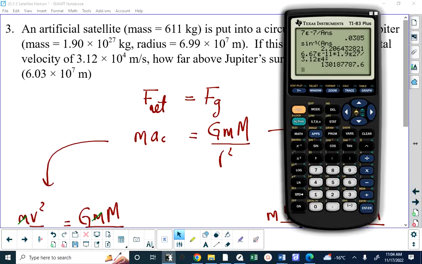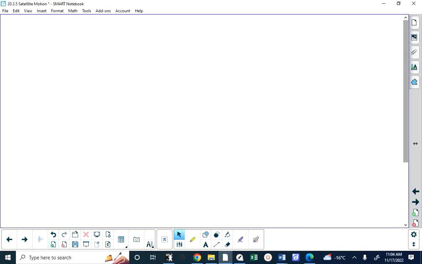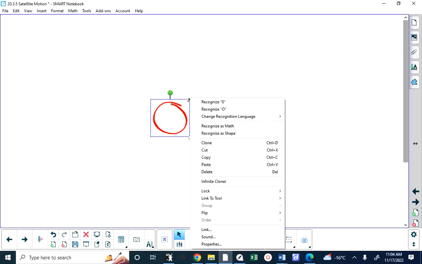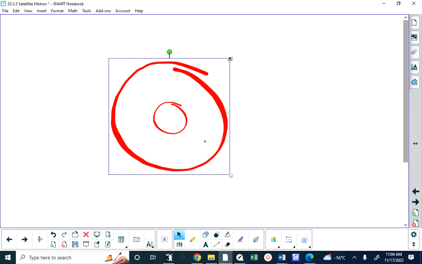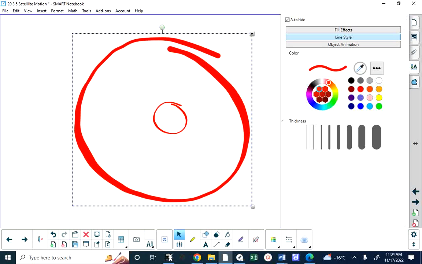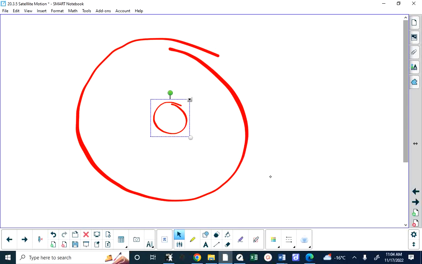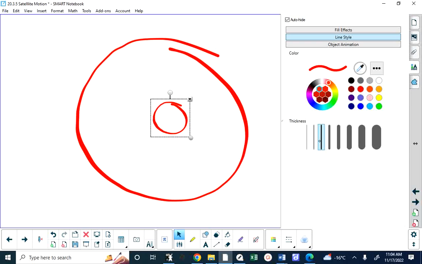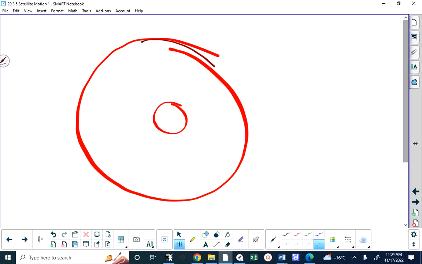The only problem is that's the orbital radius of the satellite, but you're asked for the distance above the surface of the Earth. So again, a general picture that's not necessarily to scale: this is Jupiter. This is the satellite's orbit. What we have just found is this distance. This is r in the equations.